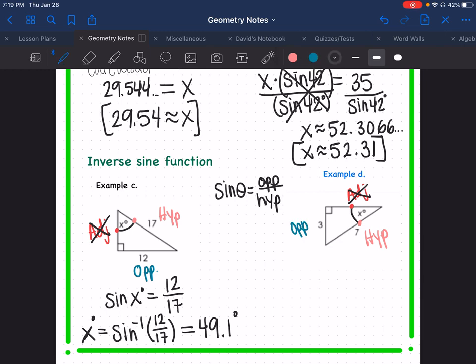I have O and H, hypotenuse and an opposite, so I'm going to go ahead and use sine. Sine of x degrees equals the opposite, 3 over the hypotenuse, 7. 3 over 7. So I'm going to put in my calculator to find x, the sine inverse 3 divided by 7. That's what I'm going to put into the calculator.